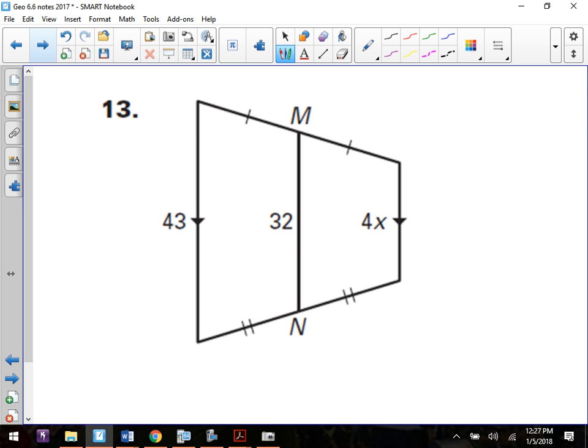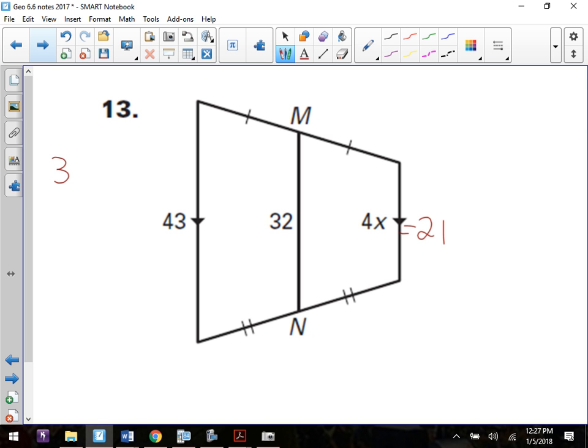Here's what I mean. From 43 to 32, do you go up or down? Down. How many? 11. So what's 11 less than 32? So that other segment there, the other base, has to equal 21. What I'm getting at here is sometimes you don't have to do as much math.